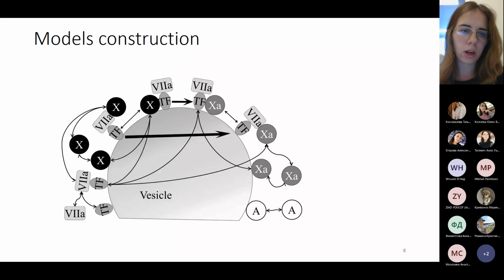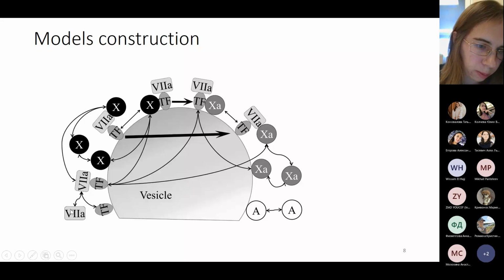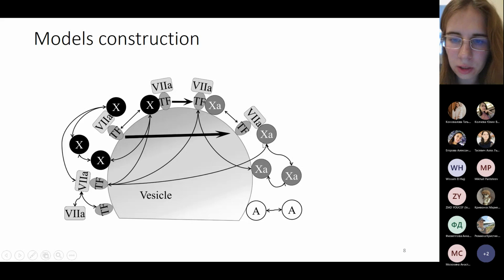All models were constructed using this reaction scheme. It starts when factor 7 active binds to a tissue factor from solution. Then we have factor 10, which can bind to the membrane. And then the ternary complex can be formed from factor 10 in solution or factor 10 on the membrane. And then this factor 10 catalytically activates into factor 10 active, and then it can dissolve in solution or on the membrane surface.